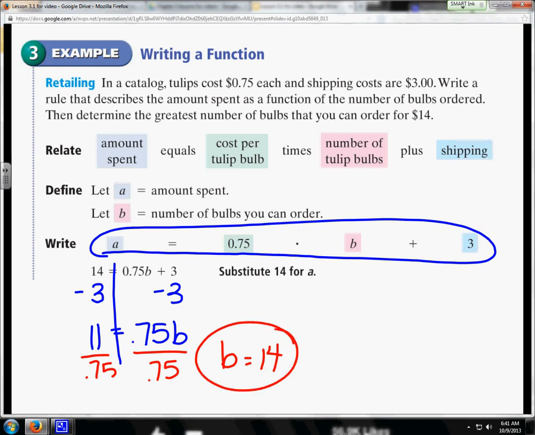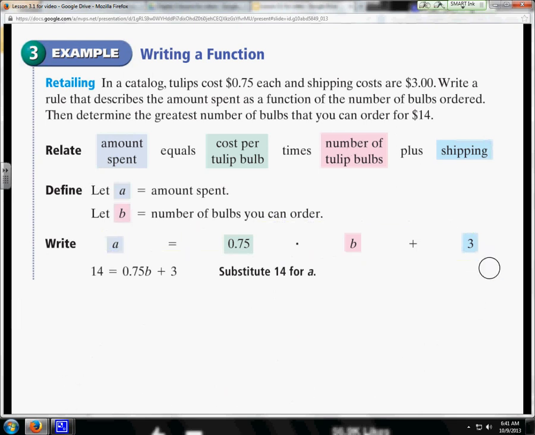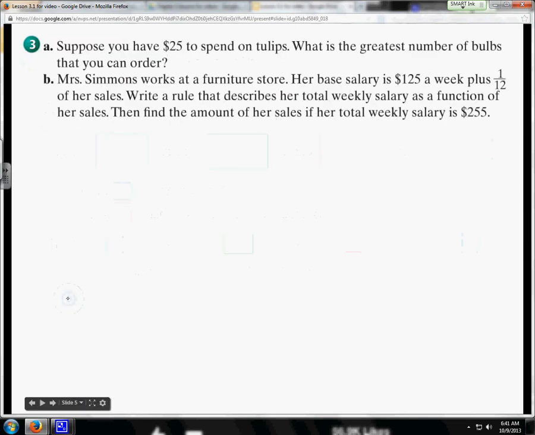Now, my answer was 14.6, but you can't order that 0.6 because then you would go over, because you can't order 0.6 of a bulb. So you have to round down to make sure you stay within your required amount.